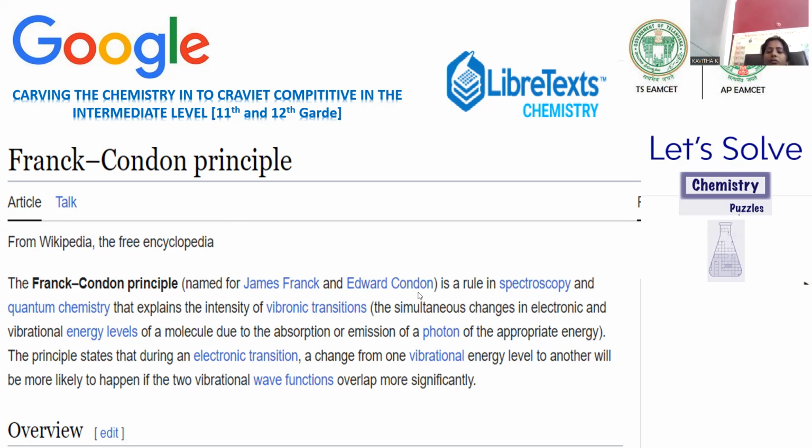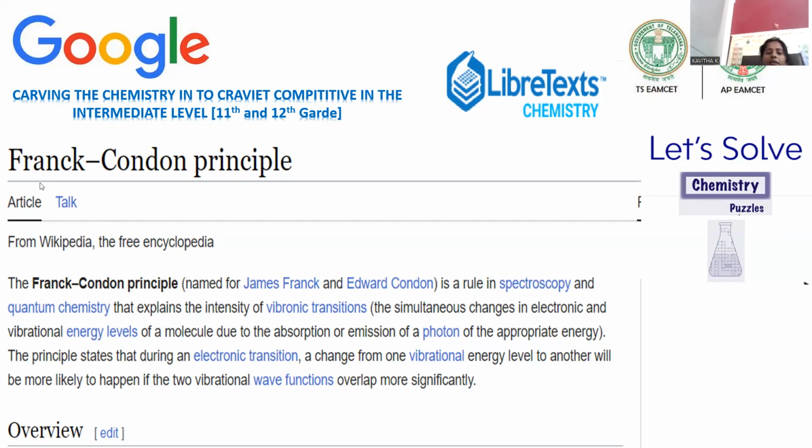James Franck and Edward Condon framed a rule in the quantum chemistry we are dealing with, for vibronic transitions, meaning IR radiation, right? Vibronic transitions and electronic transitions in the energy levels of the molecule are mainly due to absorption or emission of photons with a particular amount of energy. Whatever light is absorbed in the form of photons are called packets of light, no? So when those photons are absorbed by the molecule, a certain extent of electronic transitions you can notice, and vibronic transitions are also possible.